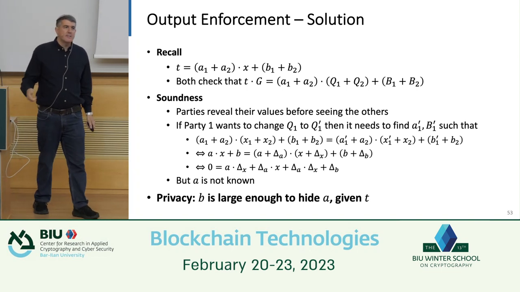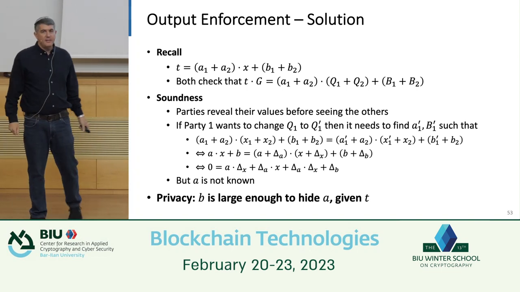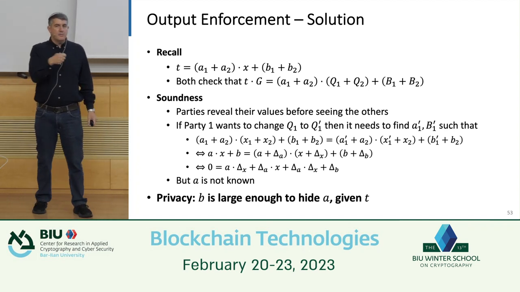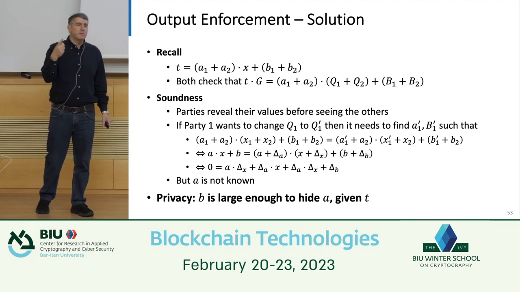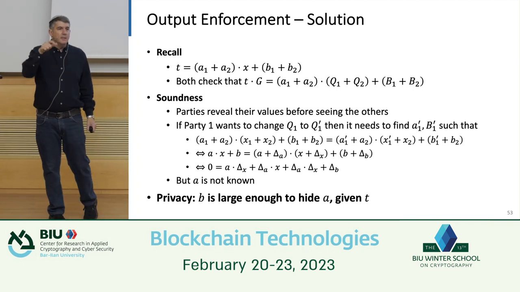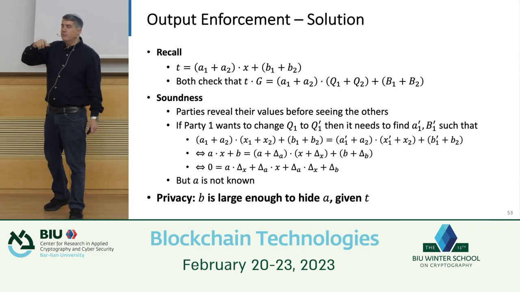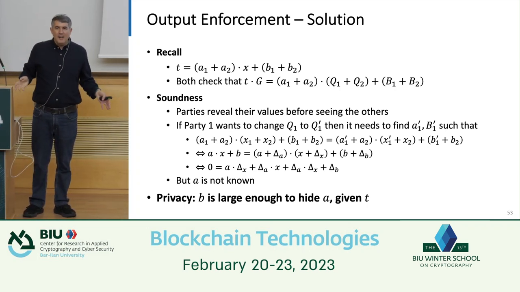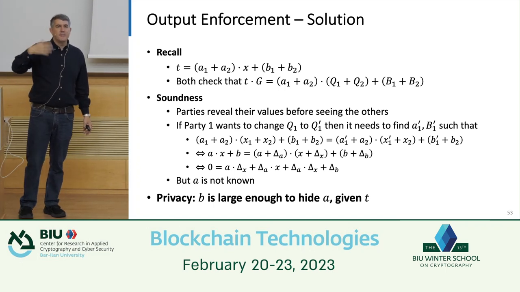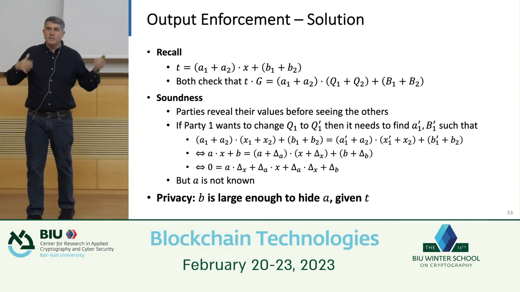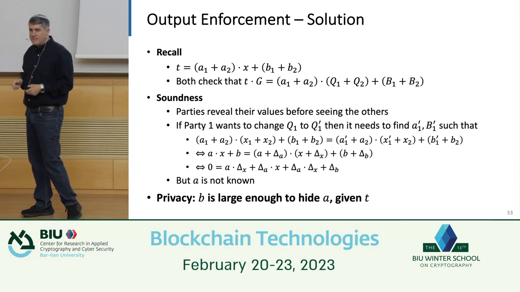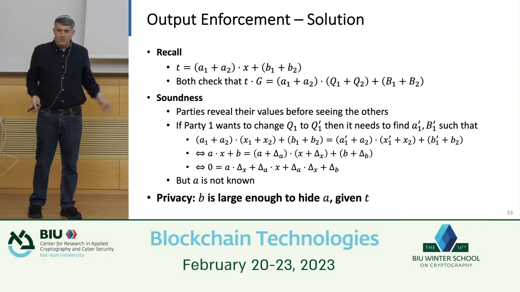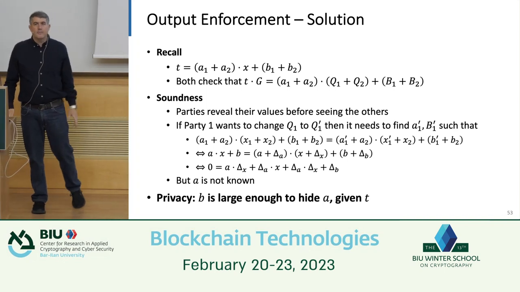And privacy-wise, it's fine because B is big enough to hide A given T. No, we actually give T the output. So T is A times X plus B. We're not doing modular reduction in order to make the circuit smaller, but that means that we need to make B longer. But making B longer, we don't really care about. It's a few more oblivious transfers. They're very cheap, and it's addition. Addition is not expensive. It's the multiplication which is expensive, and this is much, much better than doing a 256-bit modular multiplication. That would be horrible. Here you're only multiplying by 64 bits.